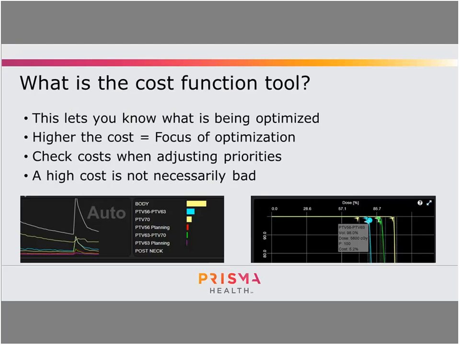And then just to make sure we understand the cost function tool, just a brief explanation here. When you're optimizing and you're adjusting priorities, the goal is when you raise a priority that you're increasing the cost. Because if you're raising a priority, that means you want the optimizer to focus on this more. And a way to visualize that in version 13 is to just scroll over your actual constraints that show up on your DVH, and you'll see a percentage.